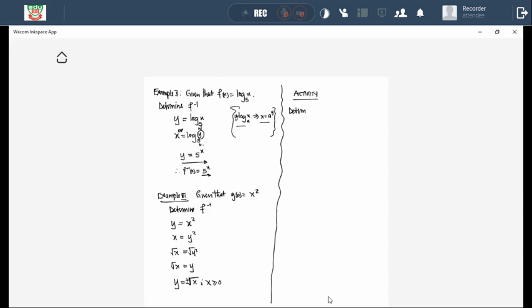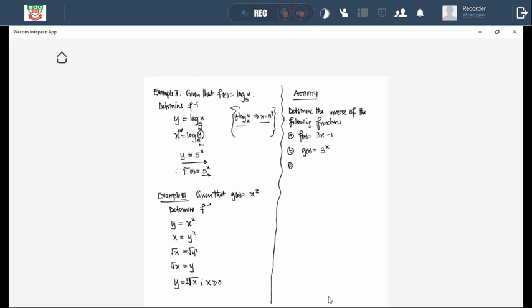Determine the inverse of the following function. The first one, I've got something like this. f of x is equal to 3x minus 1. The second one, call it B. This is g of x equal to 3 to the power of x.